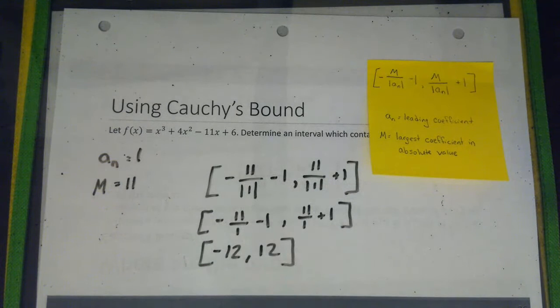So if we want to find all of the real zeros of this function, they are going to lie between negative 12 and 12. What this does is it helps us narrow our search. We don't have to look all the way from negative 2,000 to positive 2,000 to find the real zeros. They are all going to lie between negative 12 and positive 12.